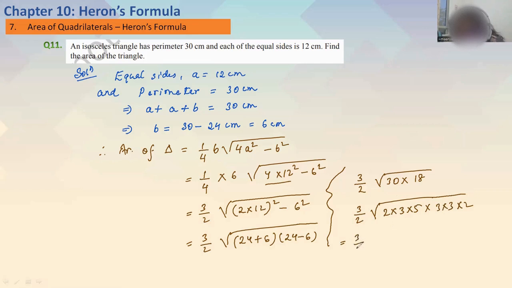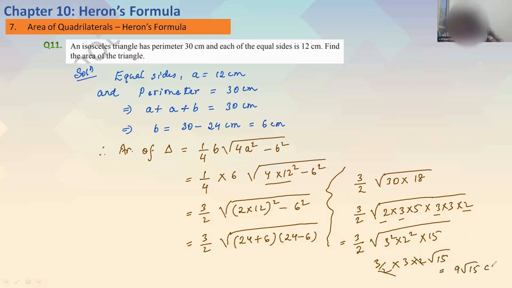Am I correct, Manya? Yes. So this is going to be 3 by 2 square root of 2 square into 3 square into 3 into 5, which is 15, right? There's no point in writing it as 3 into 3 into 5. Ultimately 15 would remain inside the square root. So this is going to be 3 by 2 times 3 into 2 into root 15. So there you go, it is actually 9 root 15, right?